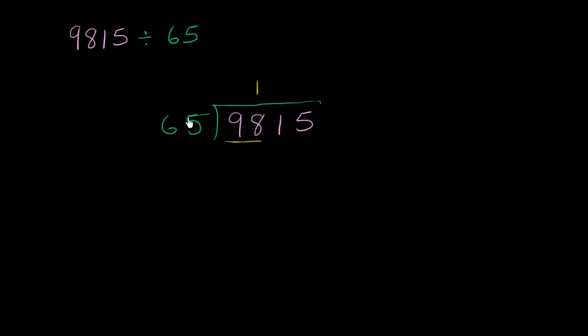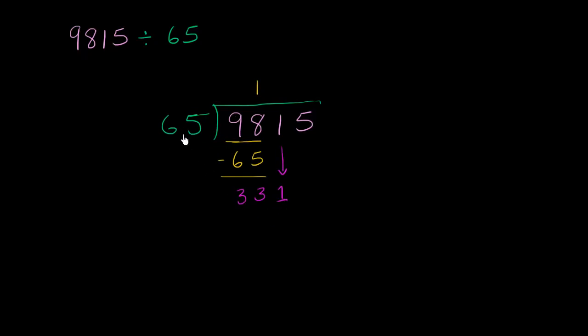We multiply 1 times 65, which is 65, and then we can subtract to see how much we have left over. So 8 minus 5 is 3, and 9 minus 6 is 3, and now we can bring down the next digit, this 1 here. And now this is where the art is going to come into play, because we need to figure out how many times 65 goes into 331 without going over it.